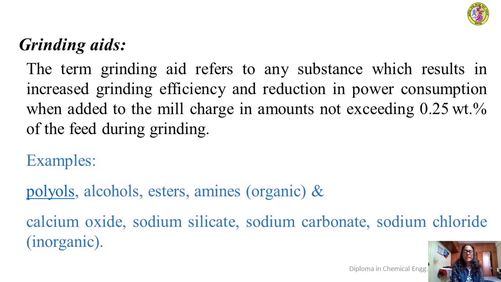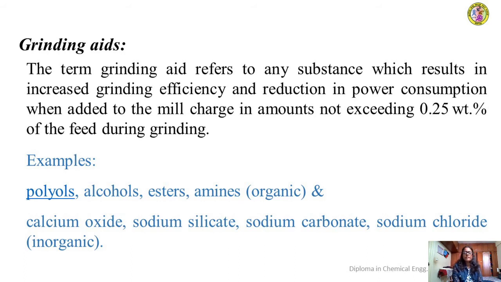So what is a grinding aid? A grinding aid is that substance which, when added to mill charge in a very small quantity, helps in increasing the grinding efficiency and also helps in reducing the power consumption for the given operation of grinding.